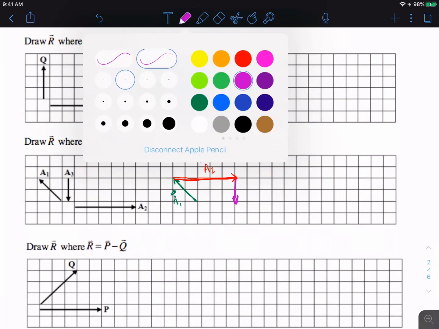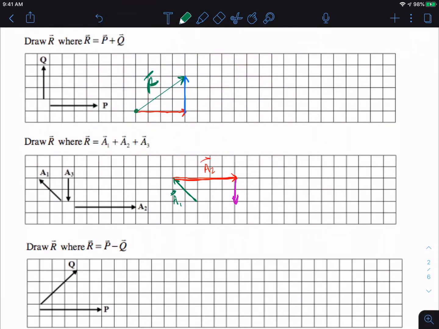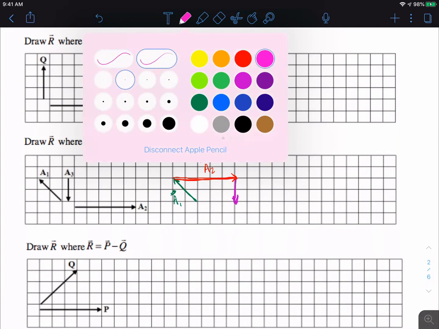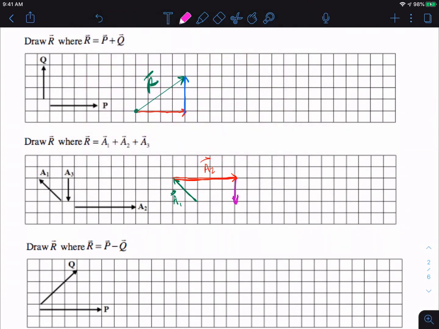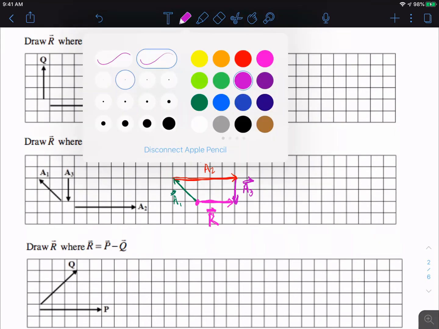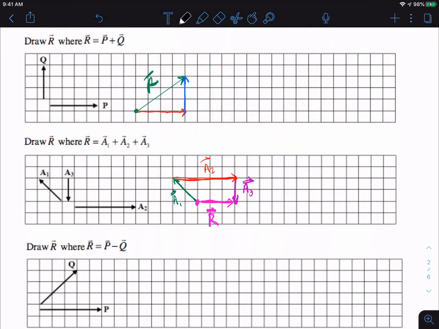And so remember, our result is going to be, ooh, and I should use a different color. I'll use pink. It's from the start's tail to the last one's head. So that means we got to go this way. And this one in pink is R. This was A3. Are there any questions on these, how I'm doing them?